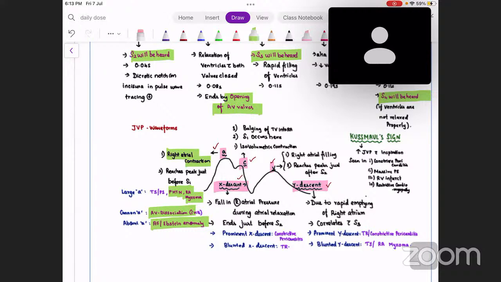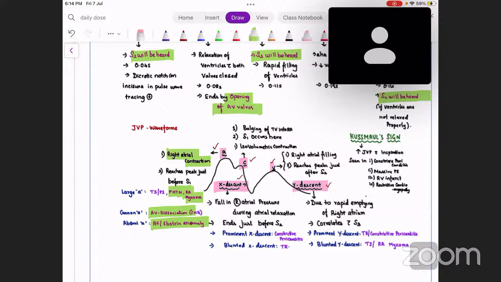Large A wave: tricuspid stenosis or pulmonary stenosis, pulmonary hypertension, and then right atrial myxoma, you may see the large A wave. And the Cannon A wave is seen in AV dissociation, which is in congenital complete heart block, and absent A wave is seen in Ebstein anomaly. Very, very, very important MCQ that you should not miss, people.